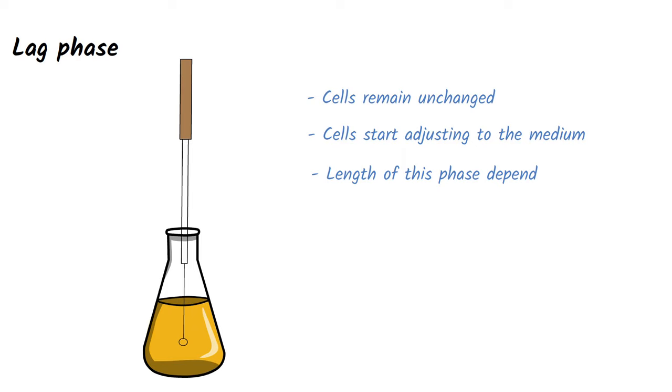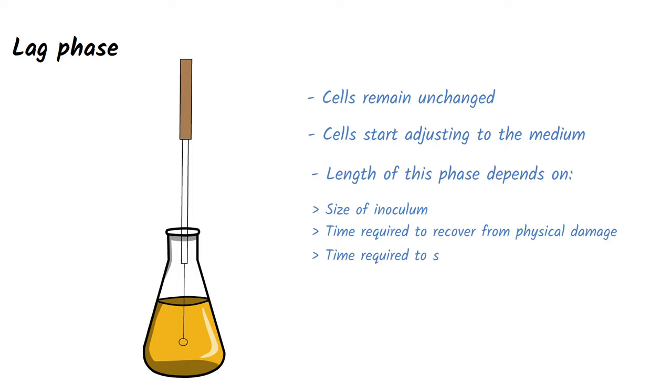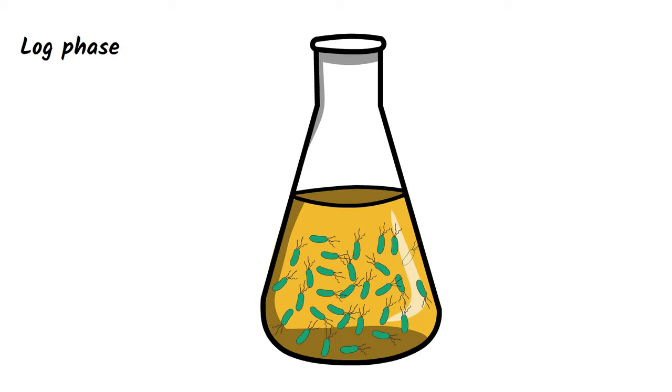The length of this phase depends on the size of inoculum, time required to recover from physical damage, and time required to synthesize enzymes. The lag phase is followed by the log phase, where the cells multiply at the fastest rate. In this phase, the population doubles at each generation time.